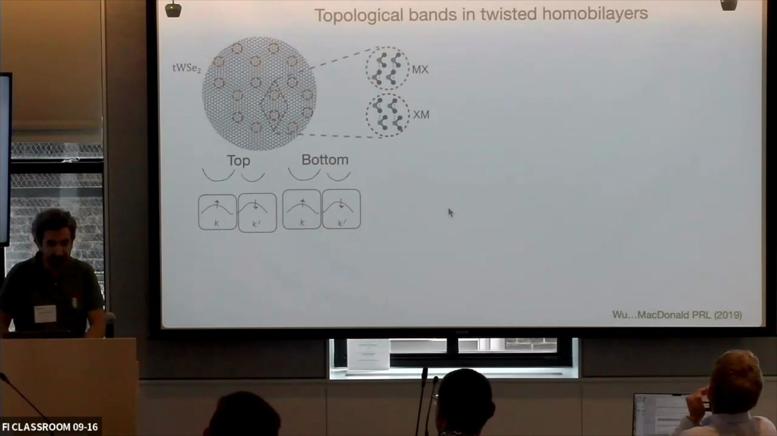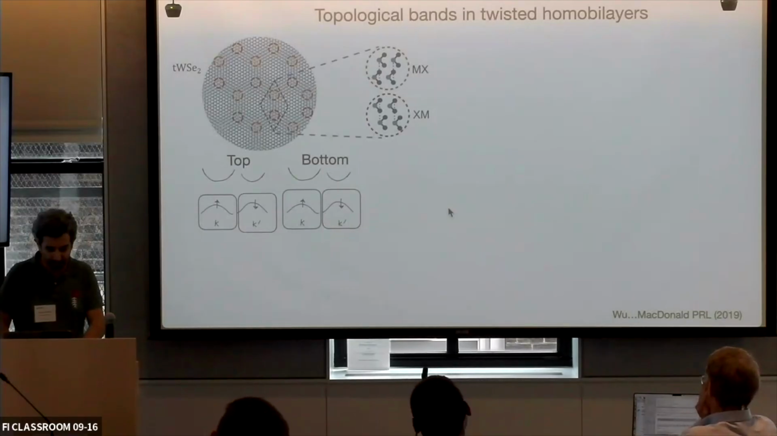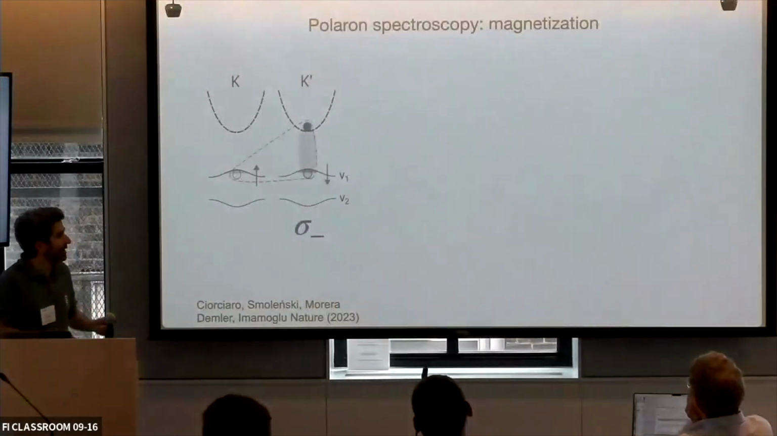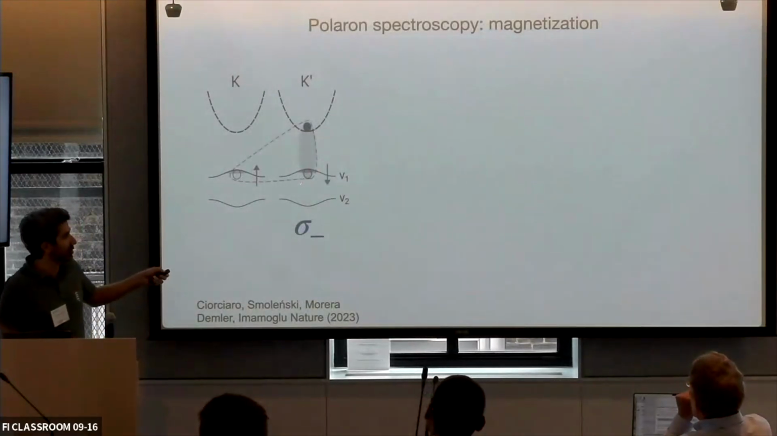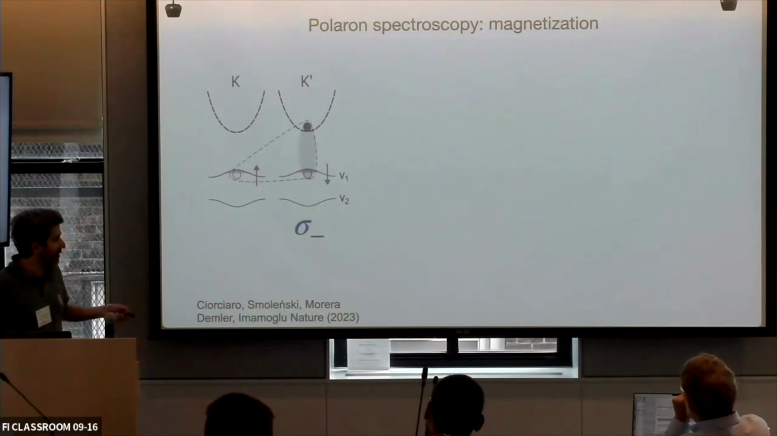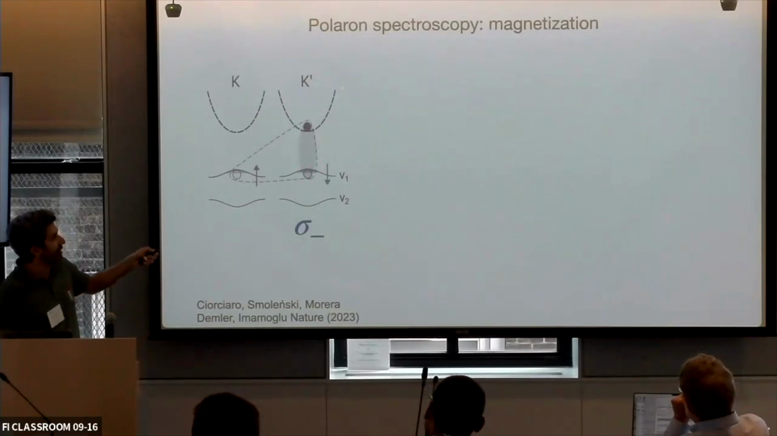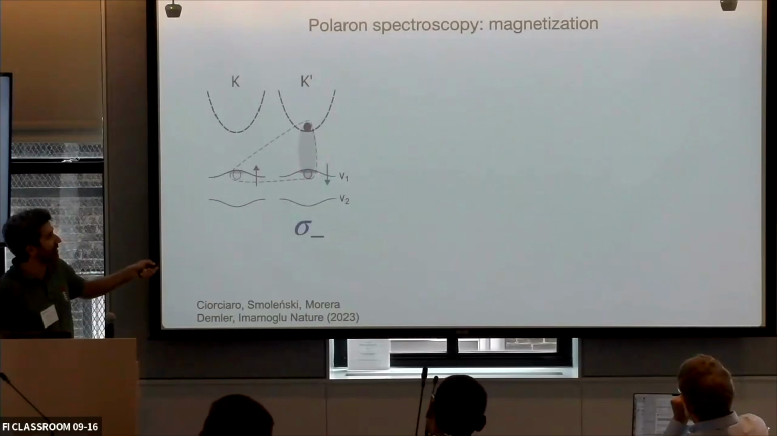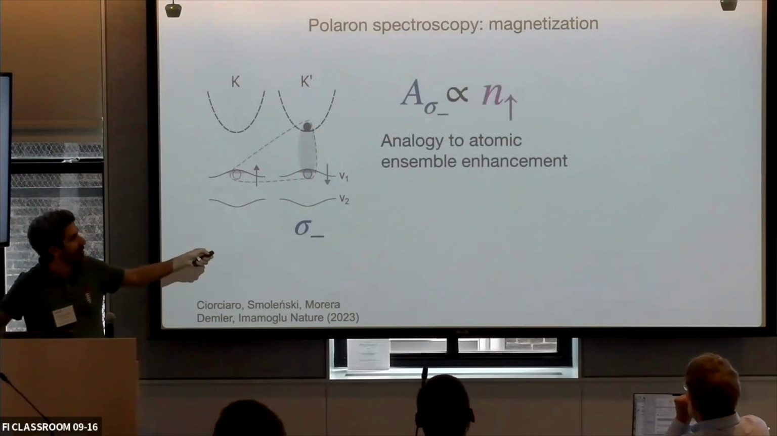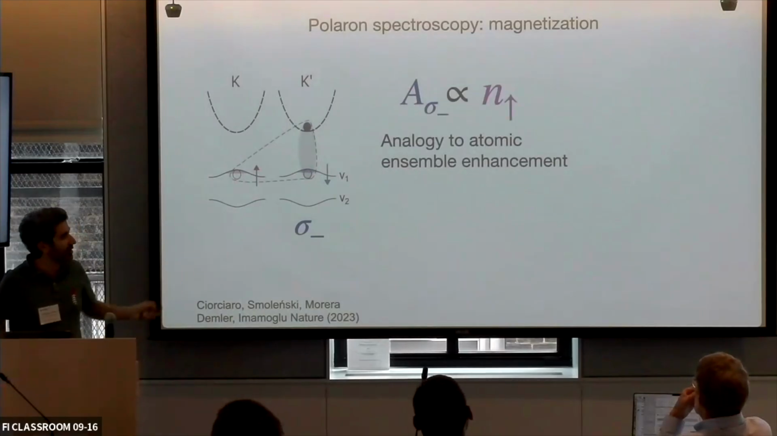I just mentioned briefly this quantum anomalous Hall. The typical way for us to measure magnetization in this system is through this Faraday spectroscopy that was pioneered in this paper. If I create a Faraday in one valley, the optical absorption of that depends on the population of the electrons or holes in the other valley. This is very similar to this atomic ensemble enhancement. So the absorption is proportional to the population in the opposite valley.